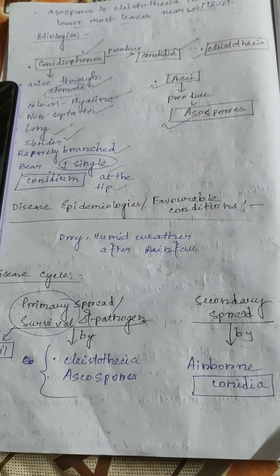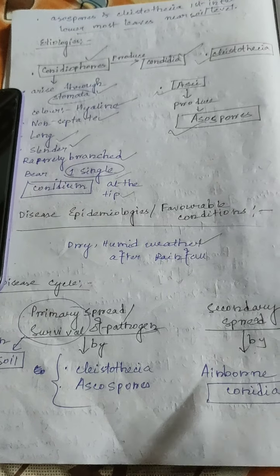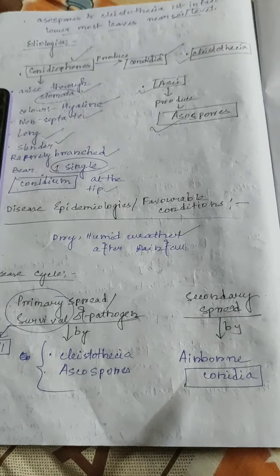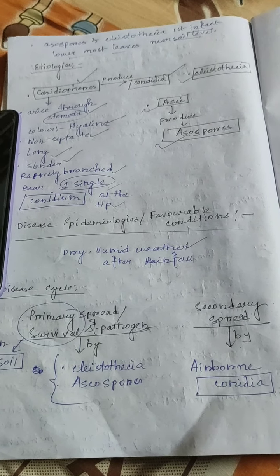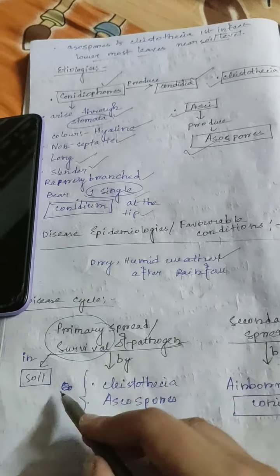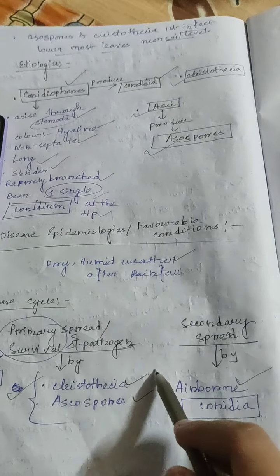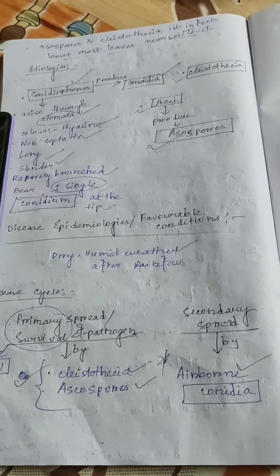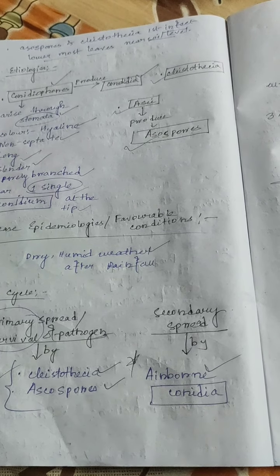Disease epidemiology or favorable conditions: dry and humid weather after rainfall. Disease cycle: primary survival of the pathogen is in the soil by cleistothecia and ascospores, and secondary spread is by airborne conidia.